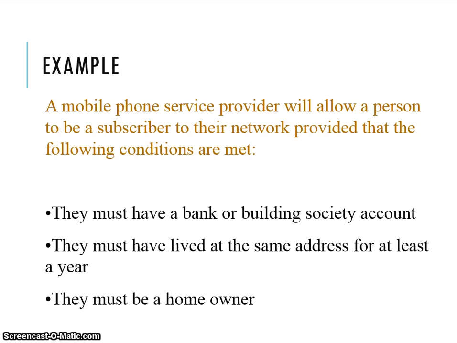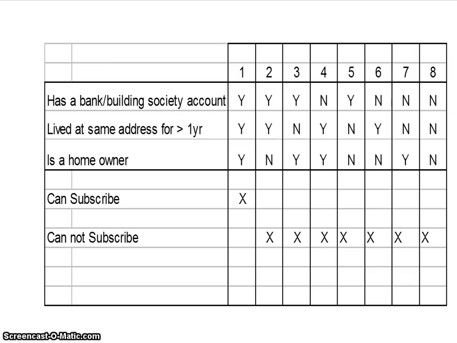Very simple, straightforward example. A mobile phone service provider will allow a person to be a subscriber to their network provided that the following conditions are met. So they must have a bank or a building society account. They must have lived at the same address for at least a year, and they must be a homeowner. And you must meet all of those conditions in order to have the one action, and that is subscribe. So let's look at what this looks like as a decision table.